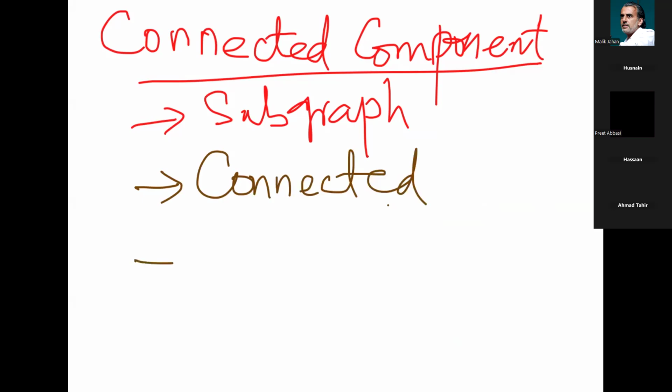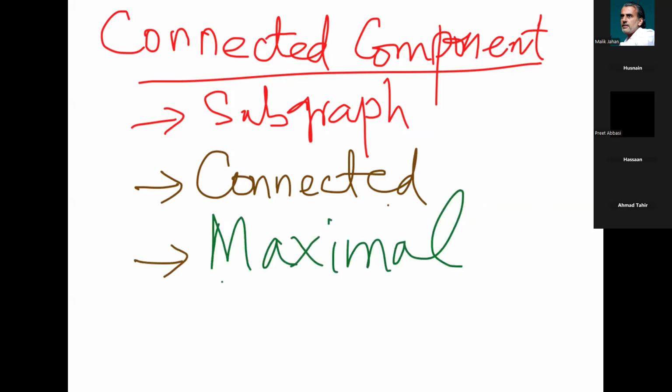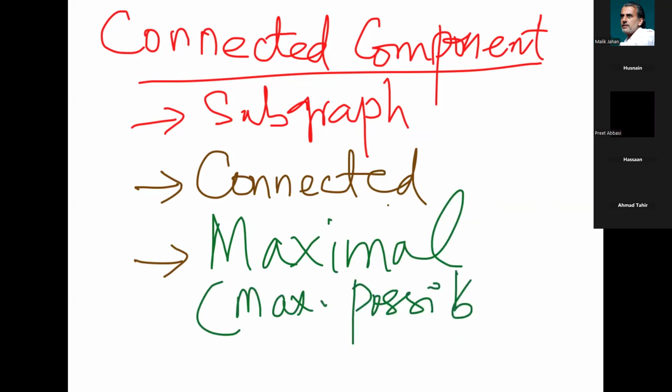And the third restriction, which is very important, is that the subgraph is maximal. Maximal means we are talking about the maximum possible, largest possible. Right. So let's keep these three conditions in mind while talking about connected components: it is a subgraph, it's a connected subgraph, and it is maximal. Now, what does this whole thing mean? What do these three conditions imply in terms of a graph?